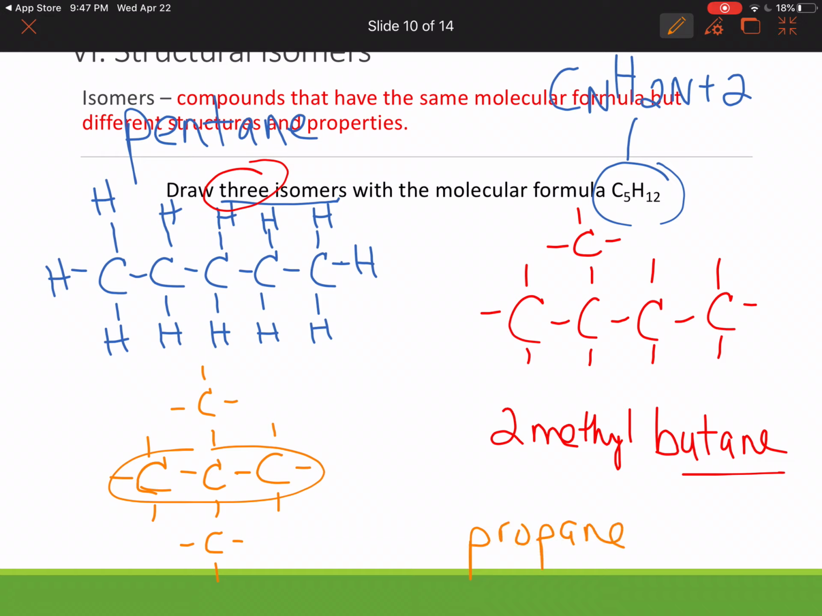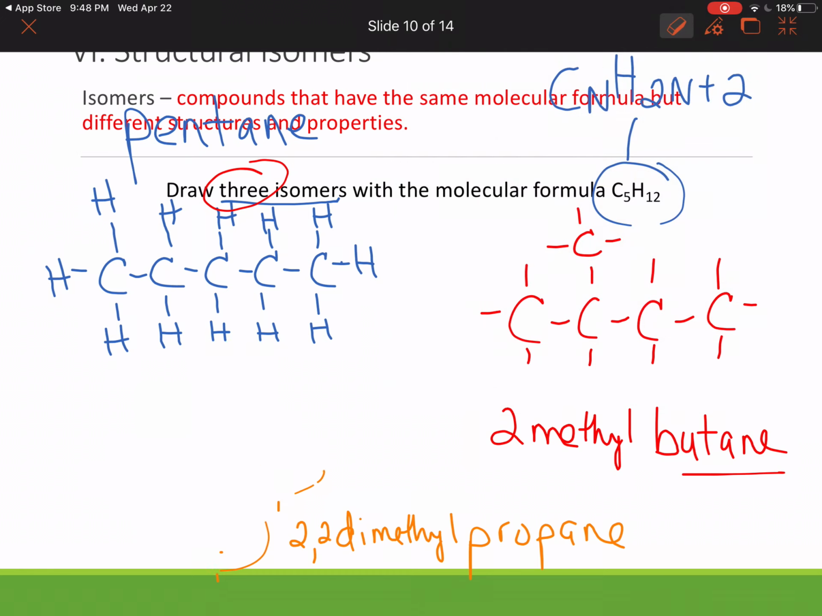And I created 2 methyl groups on the propane. So these are dimethyl propane. And what are our numbers? Well, they're both on carbon 2. So this is 2,2-dimethyl propane.